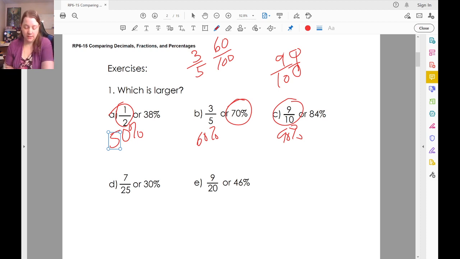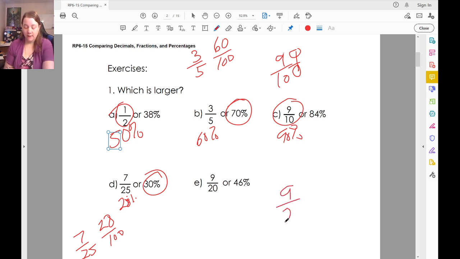7/25 or 30%? Let's change 7/25 to something over 100. There are 25 cents in a quarter and there are 4 quarters in a dollar. 25 times 4 is 100. 7 times 4 is 28. So that's 28%. 30% is bigger.